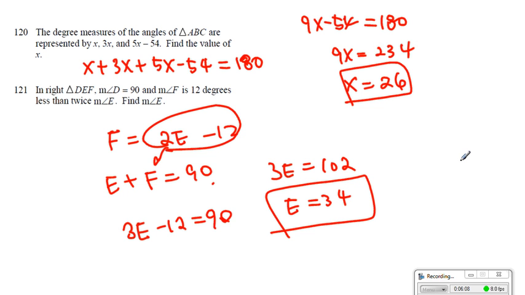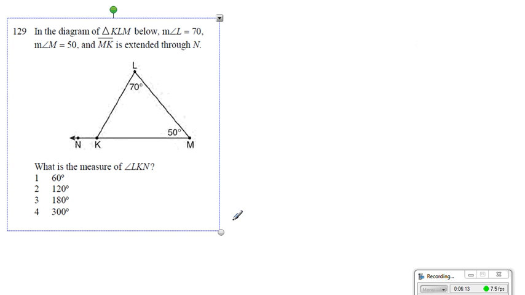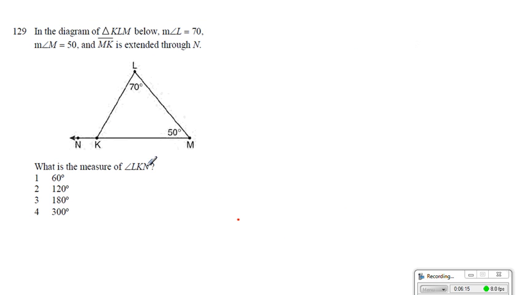And I believe that is our final answer. Alright, let's move on. Number 129. Here we have angle LK and LKN. This measure of the angle, why don't we call that X?